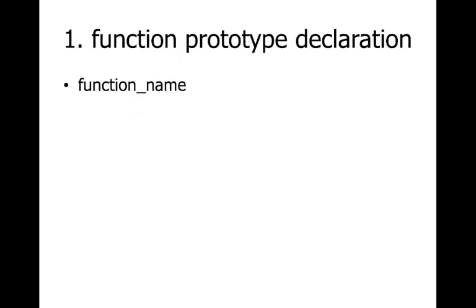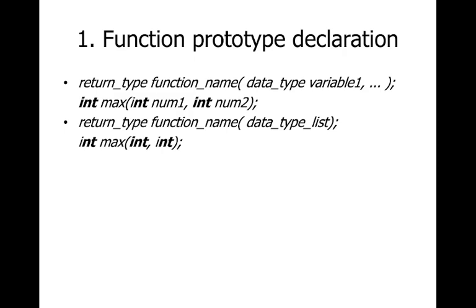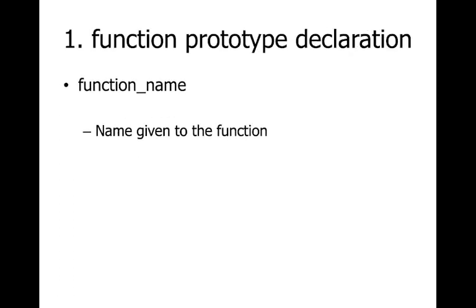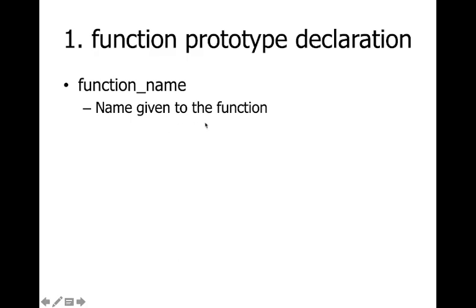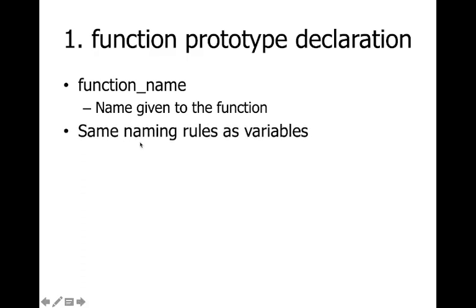We will see each one separately. What is this function name? What is this return type? And what is this data type variable 1 and all? So what is this function name? The function name is a name given to the function. You can use any type of name, with the same naming rules as variables. Whatever you have learned during variable naming, all those conventions will be followed in function names also.